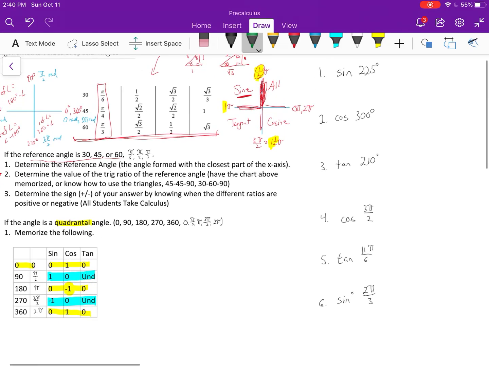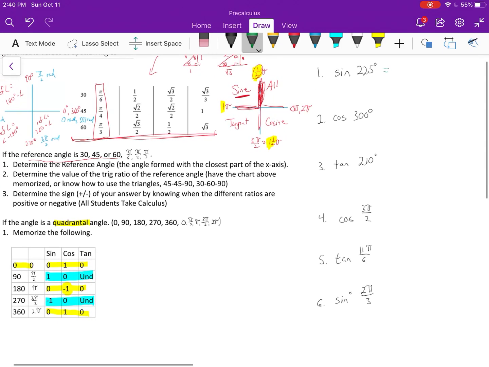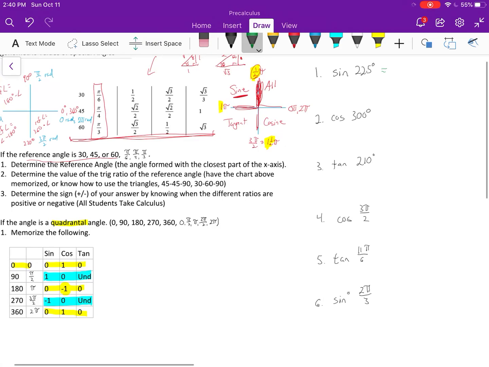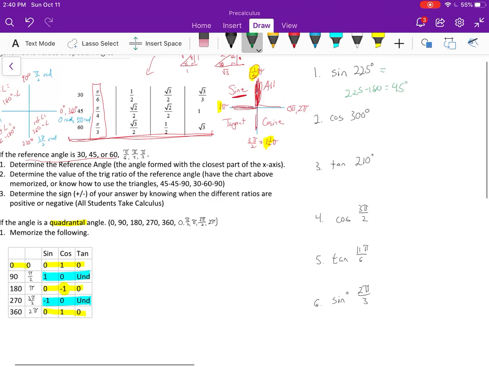So for number 1, sine of 225 degrees. Well, first thing I want to know is the reference angle. 225 is bigger than 180, so it's in the third quadrant. And so I'm just going to think, well, this is going to be the same as 225 minus 180, which is a 45-degree angle. Again, this can all be done in your mind. You don't need to write all of this out. So really, I'm thinking, what's sine of 45? I am writing it out, but you don't really need to. So sine of 45, you think of your chart, you know that is root 2 over 2.